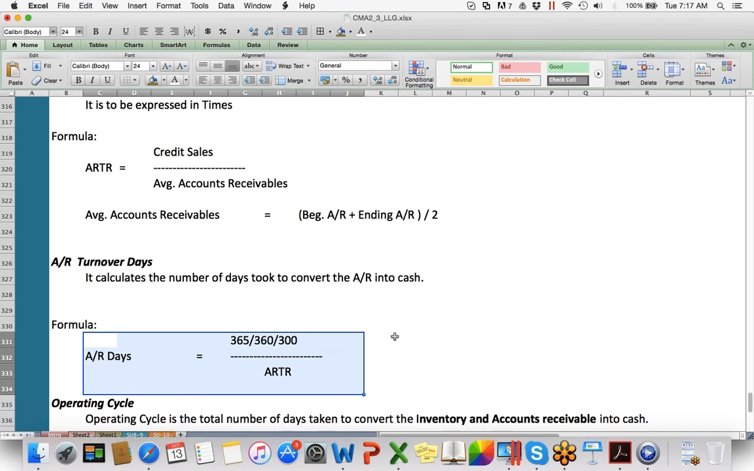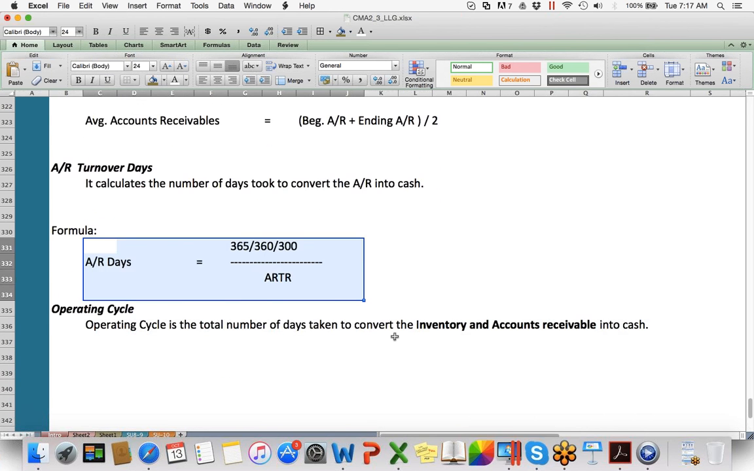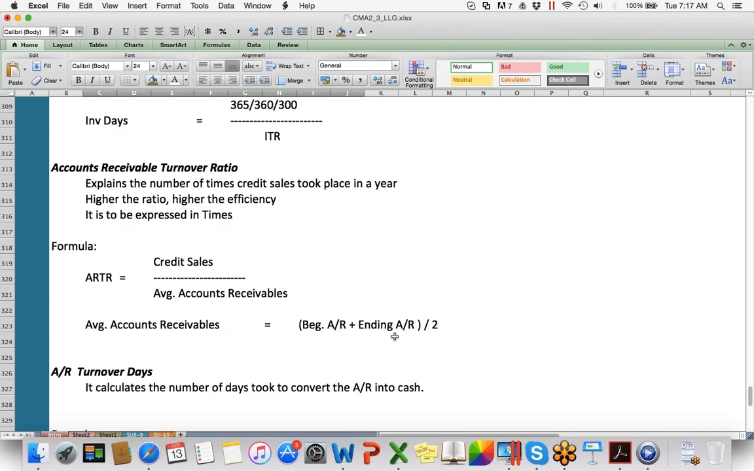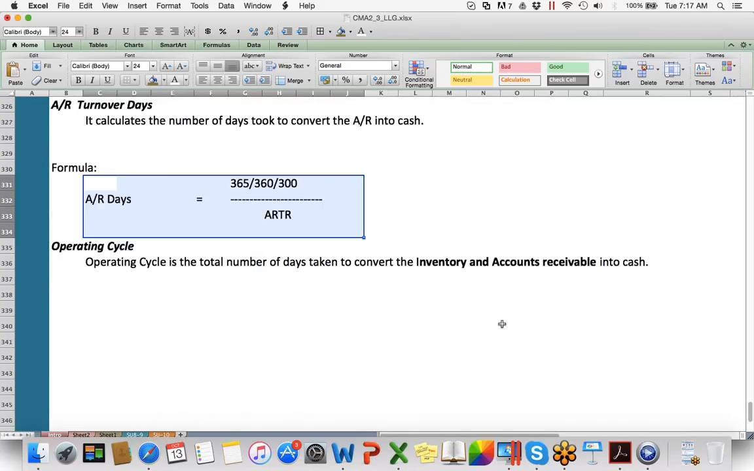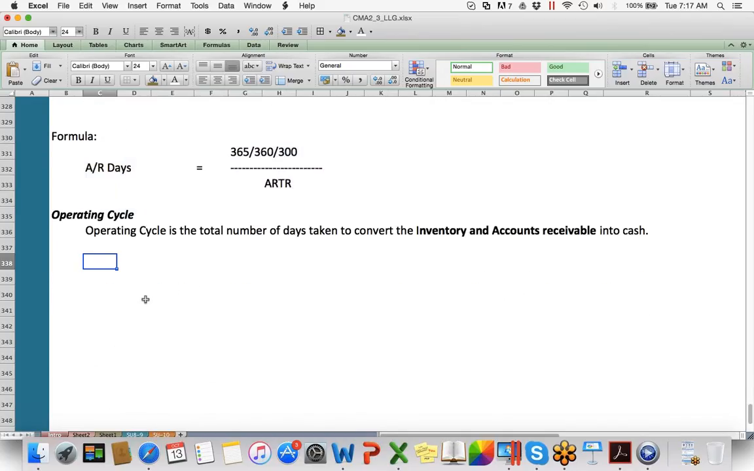That will tell you what number of days you took to convert inventory into cash. See, you took inventory into accounts receivable 30 days. You took accounts receivable into cash 15 days. So the operating cycle would be 45 days in my example. So formula is simple. Once you calculate them, just add them. That's it.